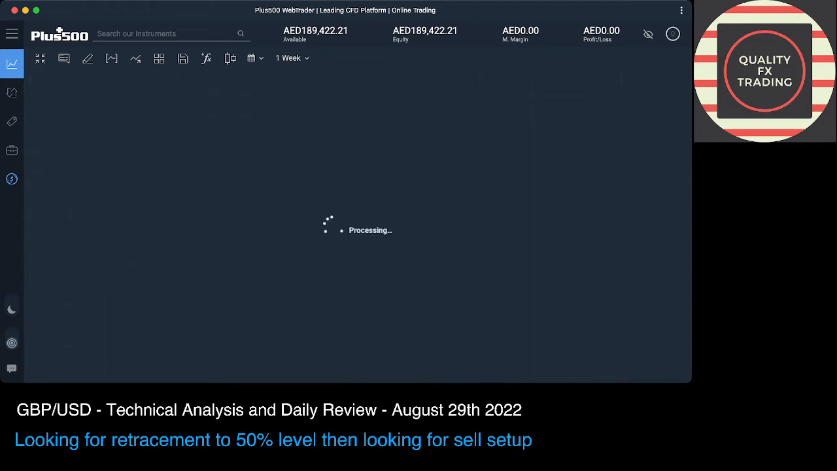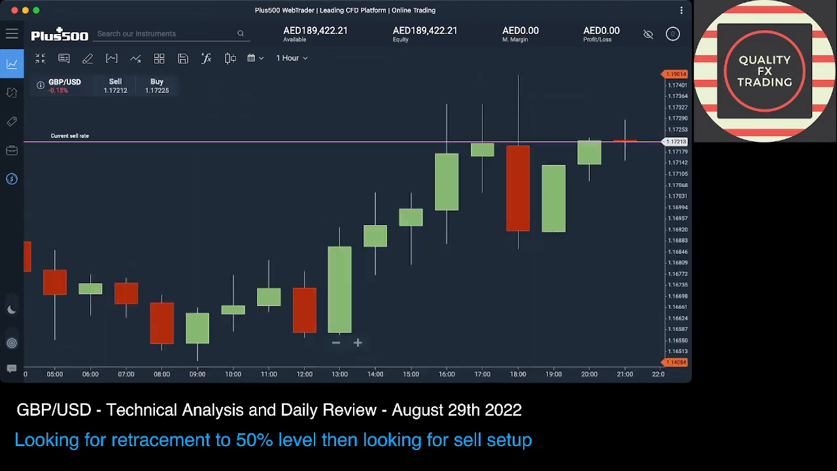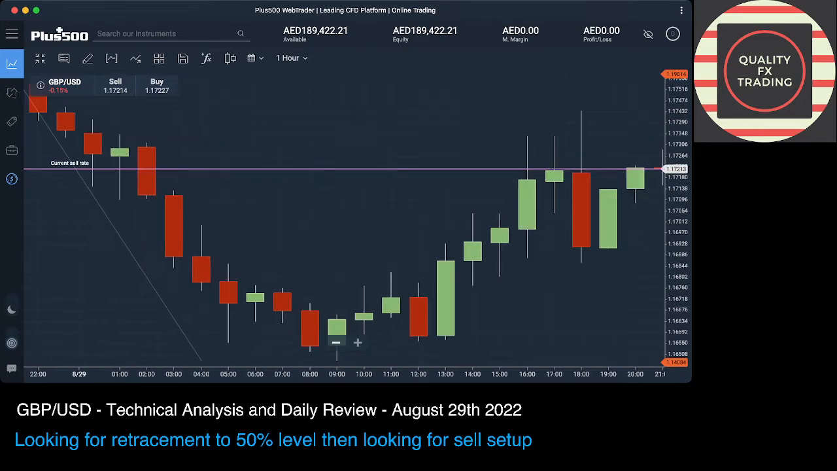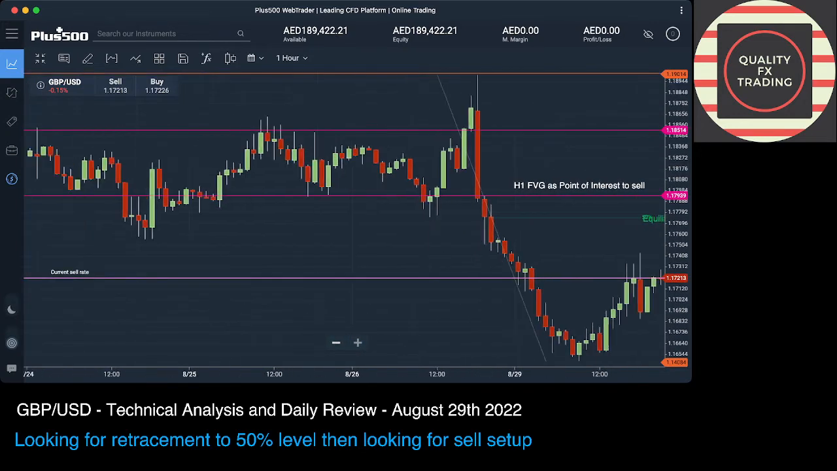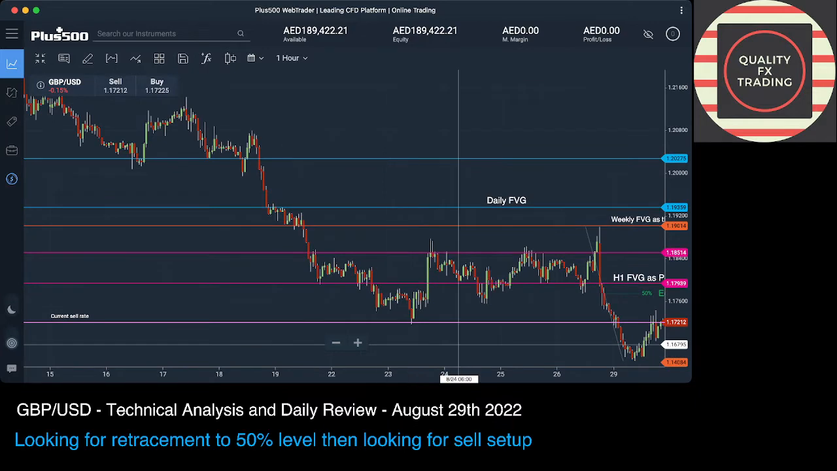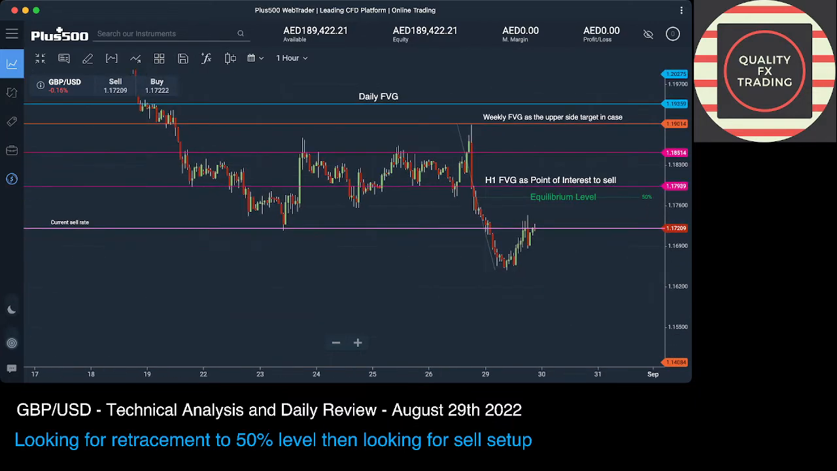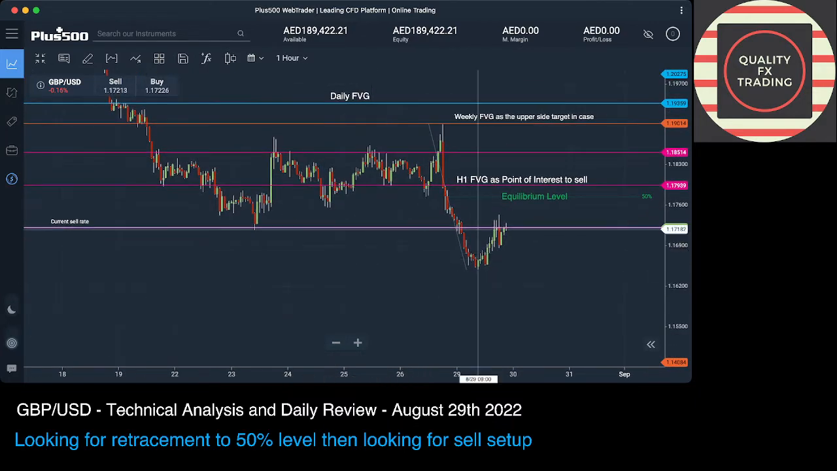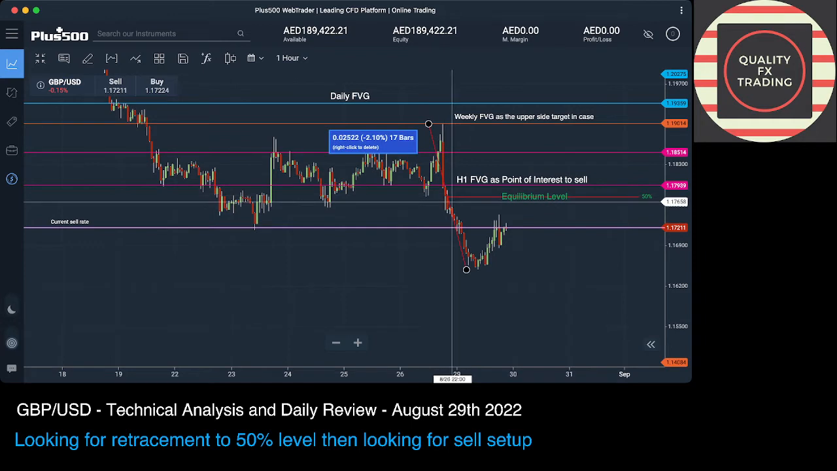So let me just go to the 1 hour chart, and we can see the price push down, and this H1 FVG, which was our point of interest to sell, it was not visited.